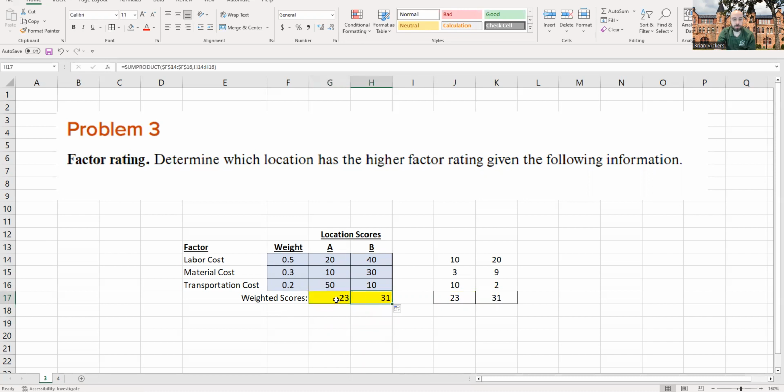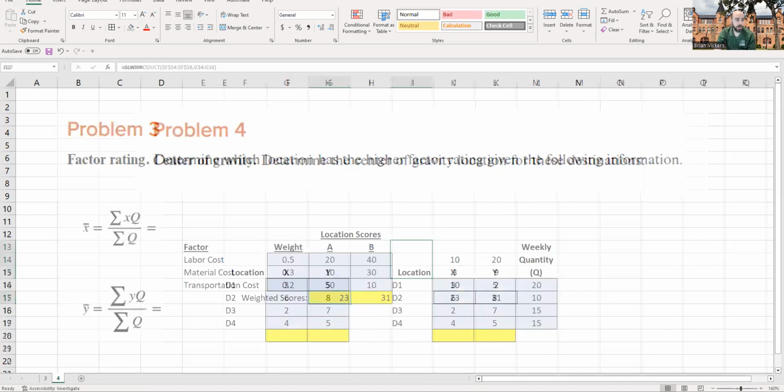Just make sure that you are showing your work either with the sum product function or this times this plus this times this plus this times this, all in here as a formula. All right, on to the next problem.